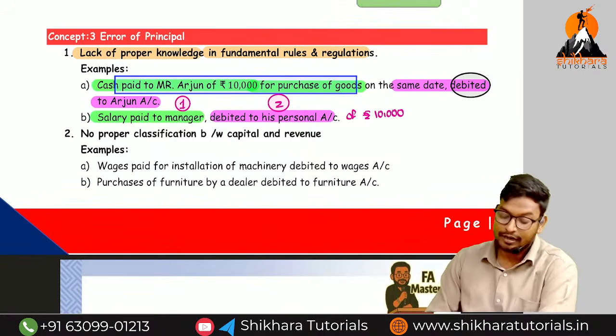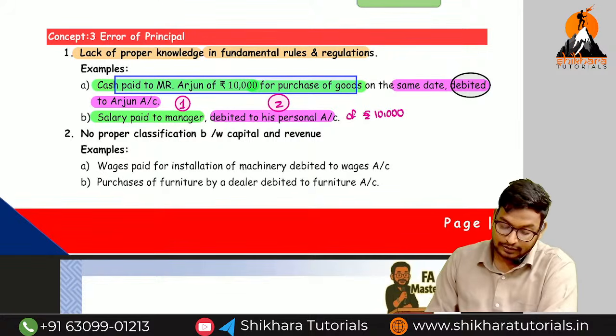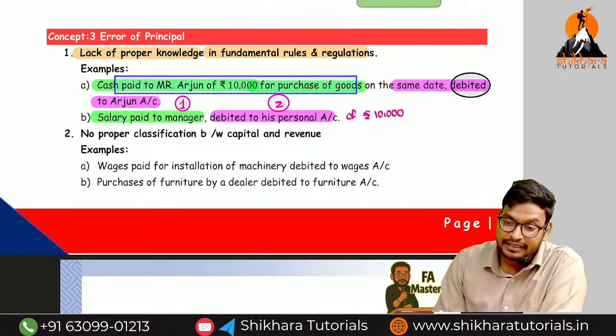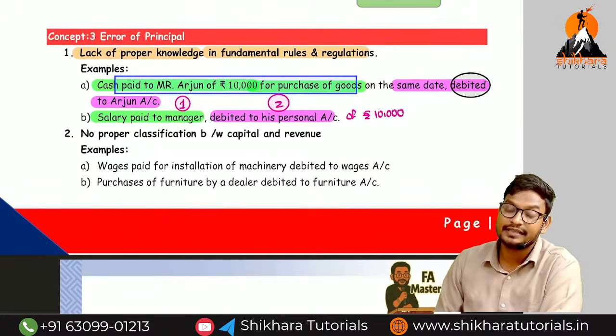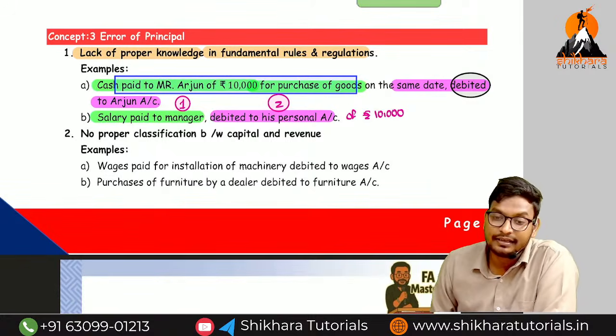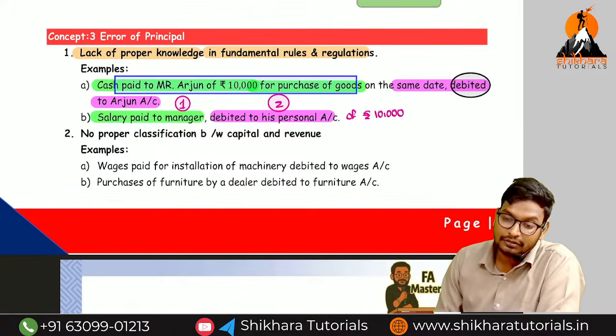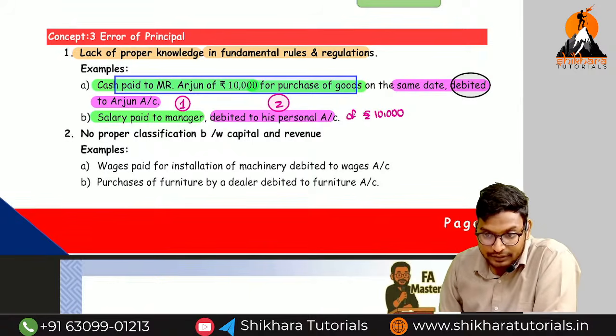So what have they recorded? Instead of salary account debited to cash account, they have debited the personal, meaning on the debit side they have recorded the manager. So what is the entry we need to write? Manager account debited to cash account they have recorded. Are you getting the point?